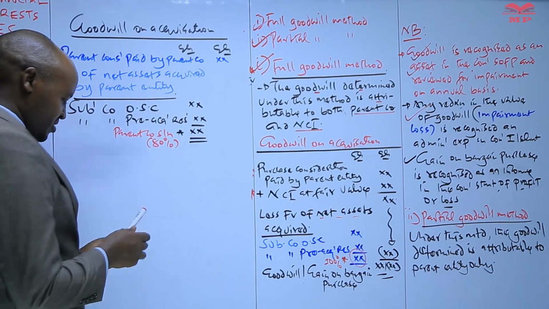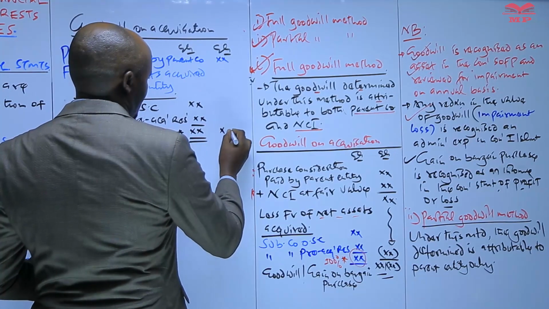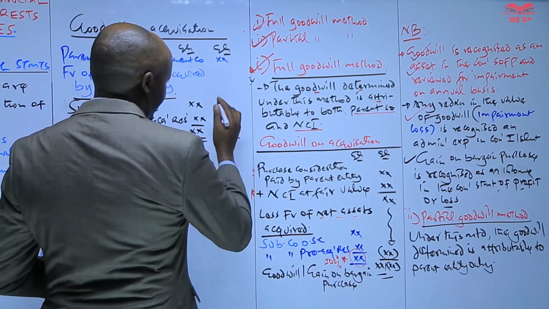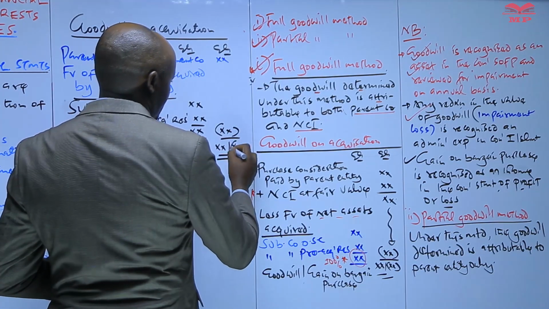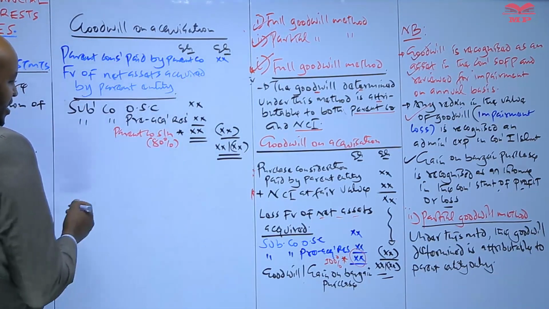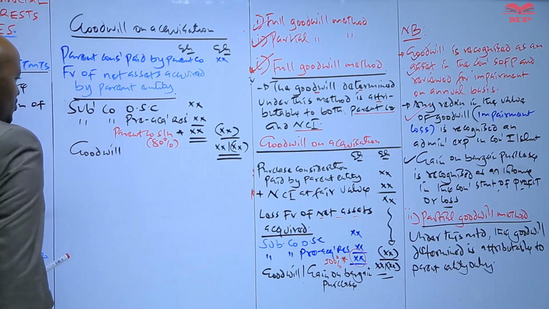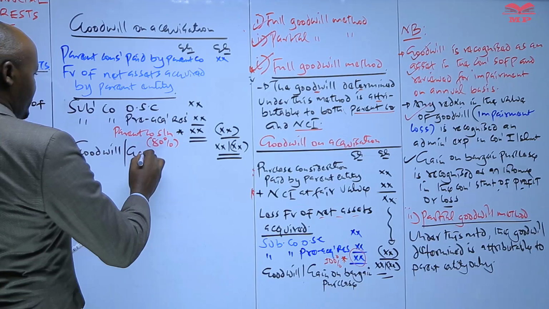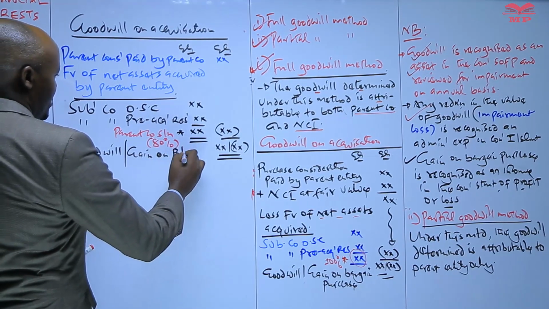Acquired by the parent. So you get 80% of this. So then you less that from the figure which we have up there. So you can get a positive figure which is a goodwill. You can get a negative figure which is a gain on bargain purchase. So if you get a positive figure it is a goodwill. If you get a negative figure here it is a gain on bargain purchase.